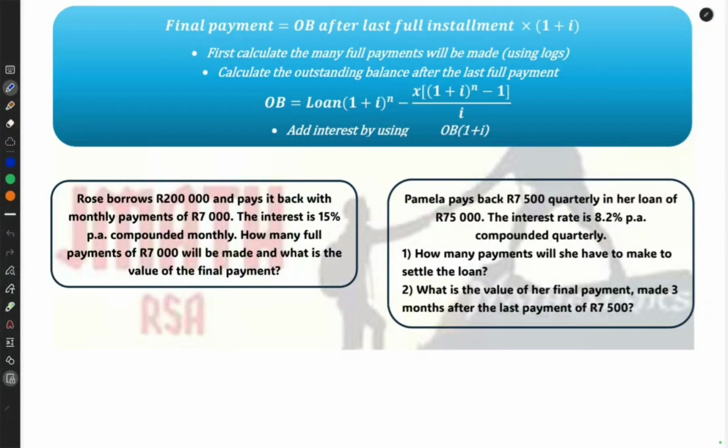The final payment on a loan. Whenever you have a sum about a loan and someone paying it back, they will give you a nice value. If we look at this one with Rose, they tell you that she's paying 7,000 Rand a month, and they are asking you how many times she will pay it.